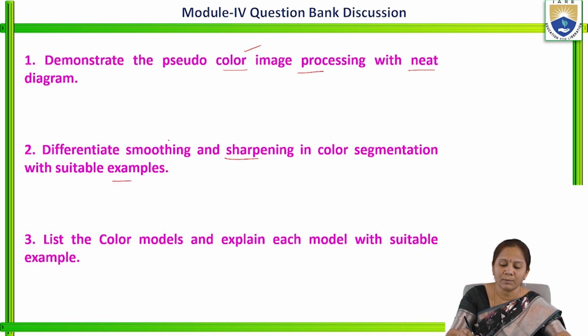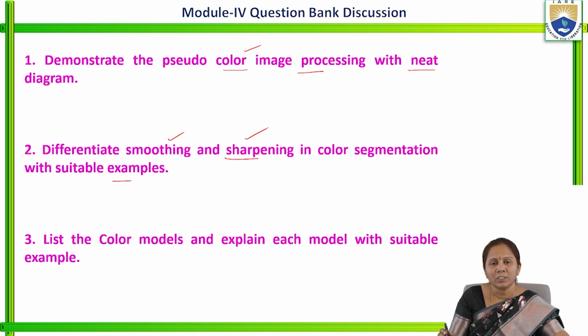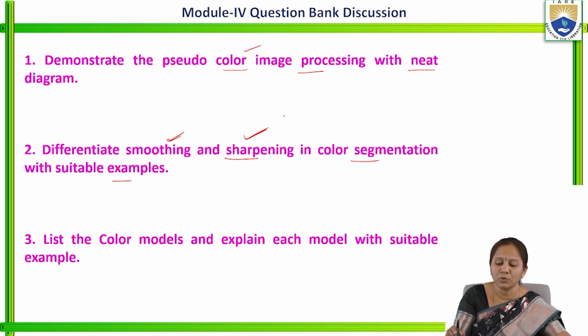So we have to discuss this concept of smoothing and sharpening. While discussing smoothing and sharpening, we will come across some mathematical analysis in order to clearly explain this color segmentation. So that should be neatly written. Mathematical analysis is very important while discussing these smoothing and sharpening concepts.